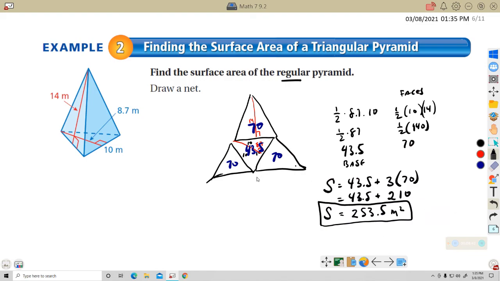And again, these are in meters, so this will be meters squared. Okay, so you have to think about all these sides separately. These three are the same. The base is different in this case.